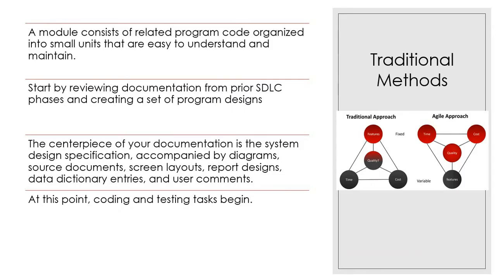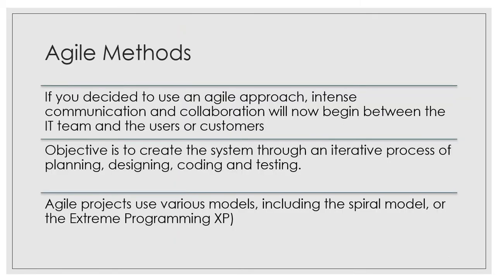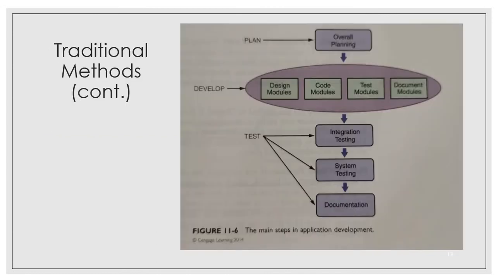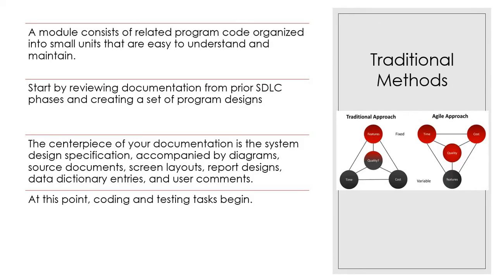This application development is basically divided into 2 methods: either the traditional method or the agile method. For the traditional method, basically we are working with modules. A module consists of related program code organized into small units that are easy to understand and also to maintain.